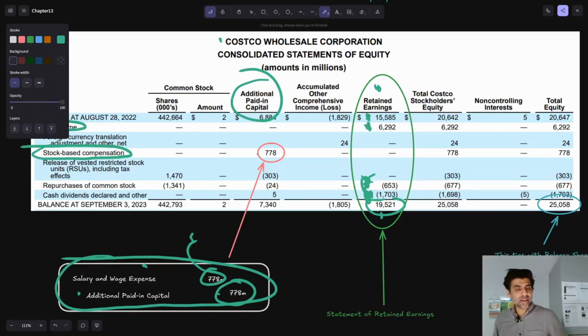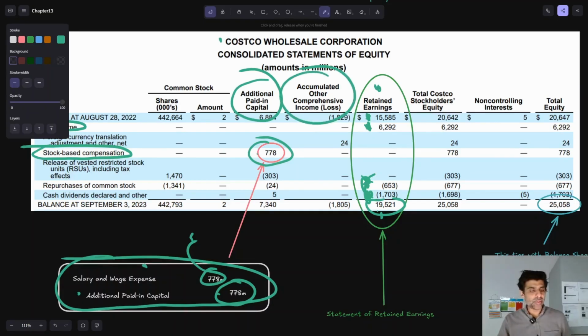So that's why this is an increase in additional paid in capital, because the employee is contributing their labor. Just like an investor is contributing cash, which has a value, the workers are contributing their labor and they're getting compensated in stock for that.